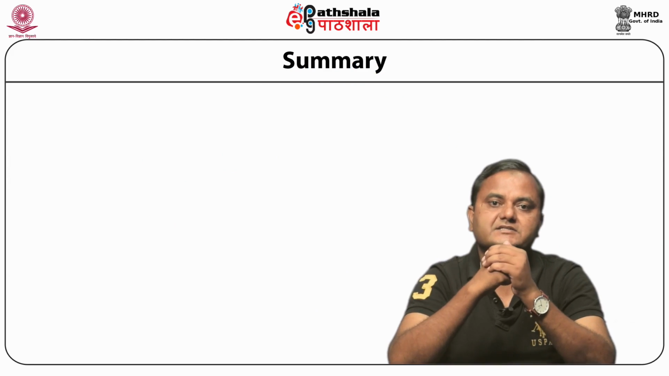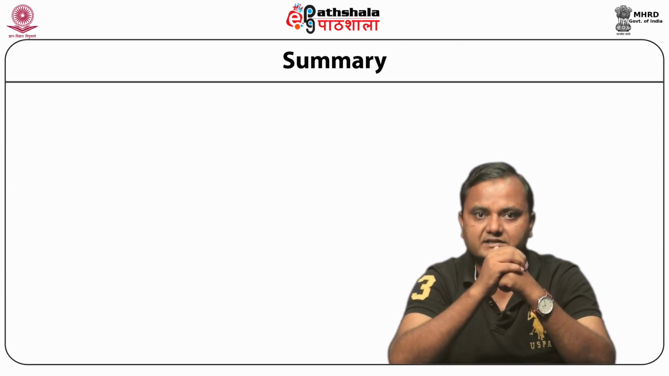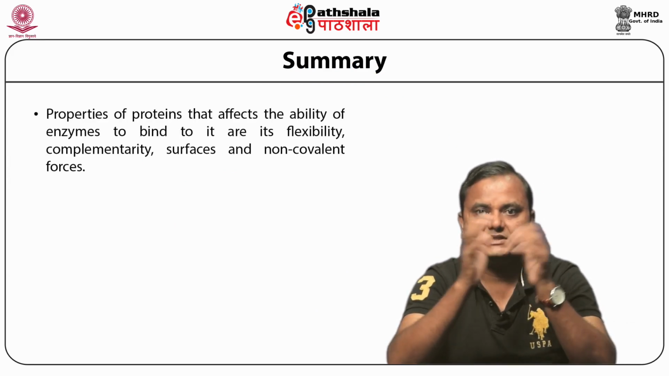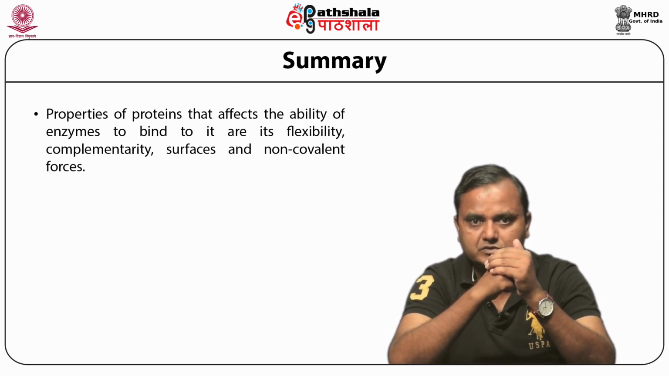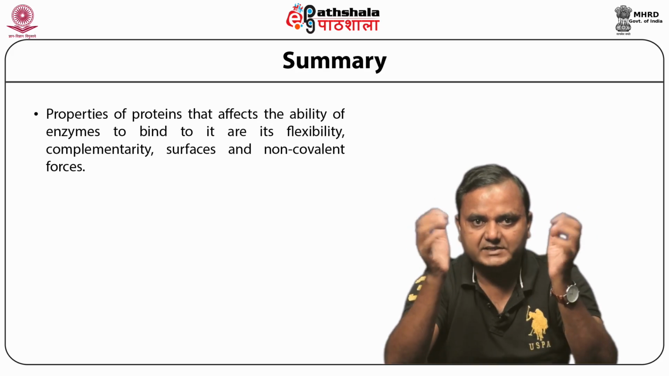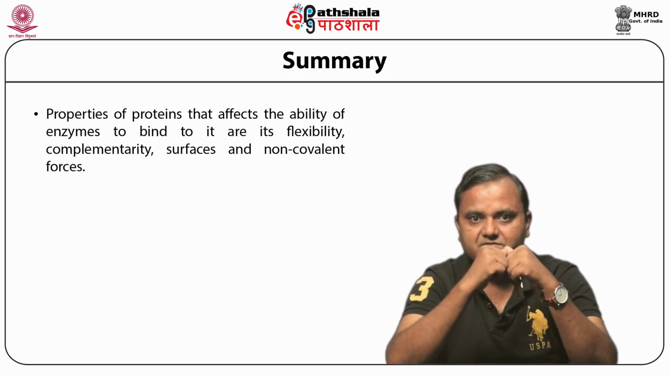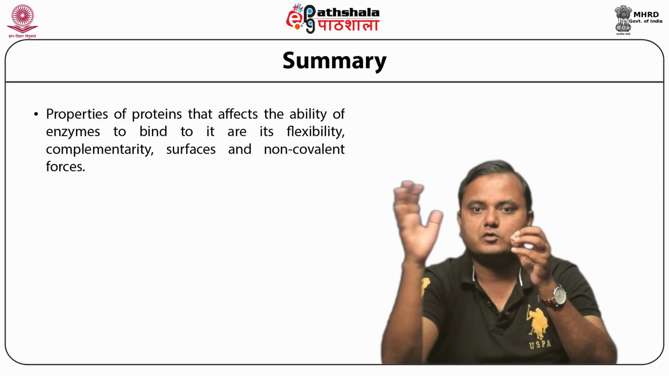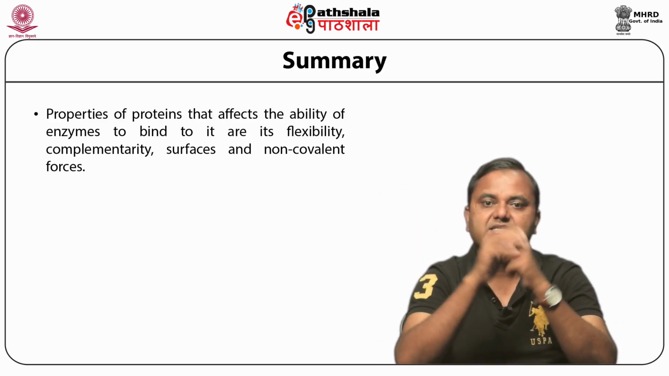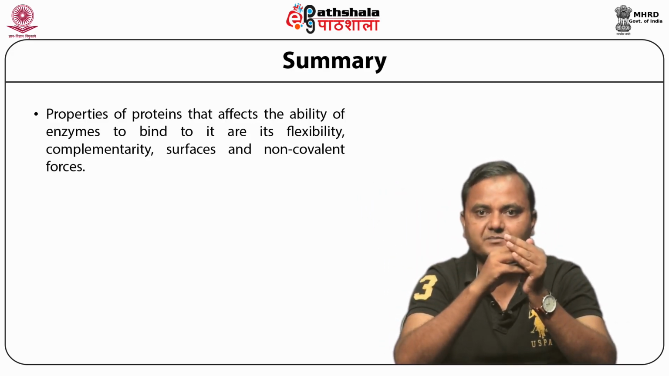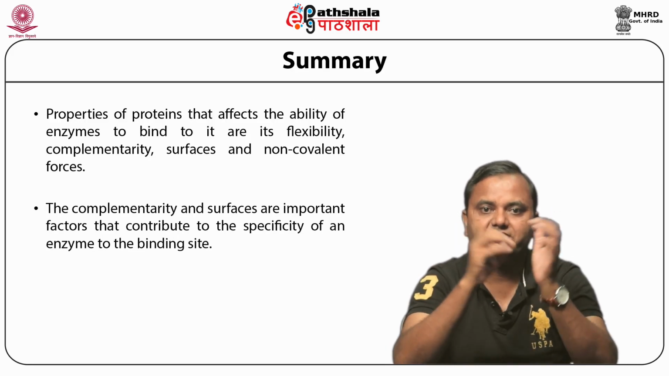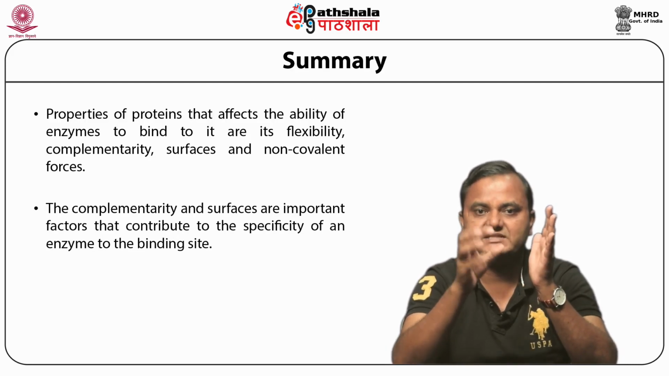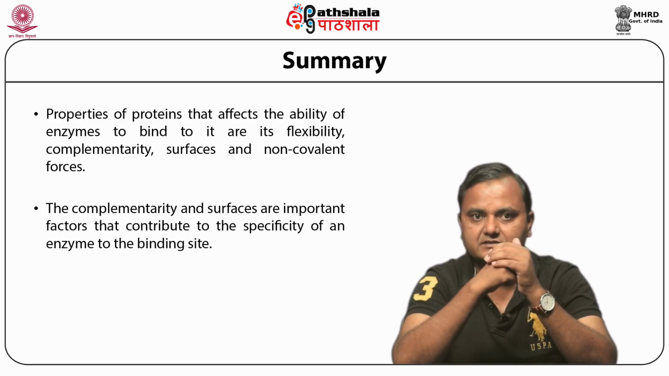So students, let's now summarize what we have learned in this module. Properties of a protein that affect the ability of the enzyme to bind to it are its flexibility, complementarity, surfaces, and non-covalent forces. The flexibility allows an easier fit between the binding sites and the enzyme, and the complementarity and the surfaces are important factors that contribute to the specificity of the enzyme for the binding site.